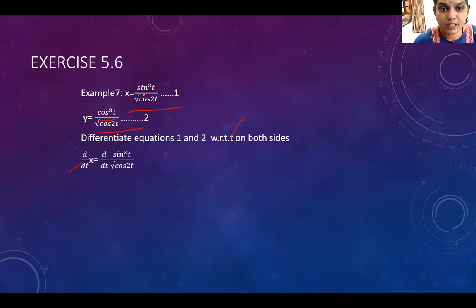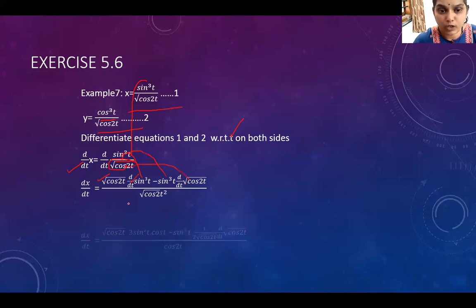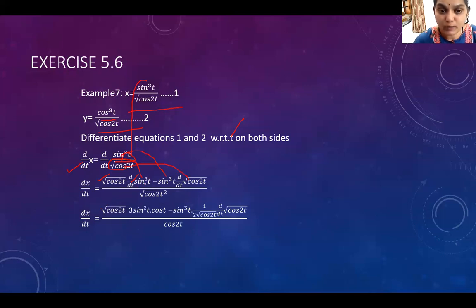dx upon dt is d by dt of sin cube t upon root of cos 2t. So here you have to apply u by v as well as chain rule wherever necessary. So u by v means root of cos 2t the whole square. Then v denominator as it is, d by dt of numerator, minus numerator as it is, d by dt of denominator. Root of cos 2t this as it is. Sin cube t derivative is as good as sin t the whole cube. u cube will be 3u square into du by dt like that.